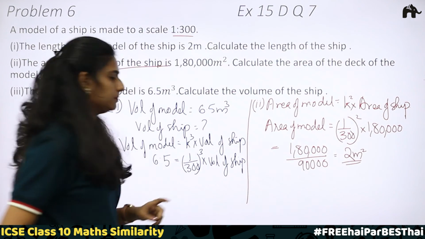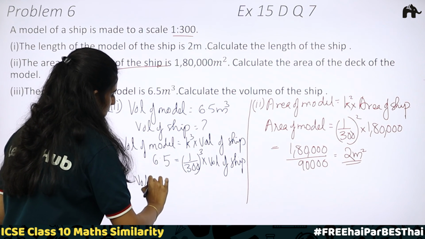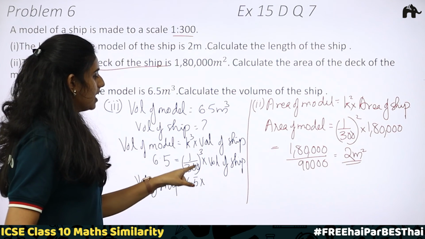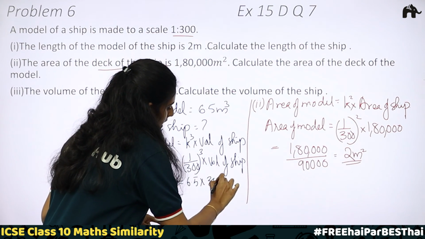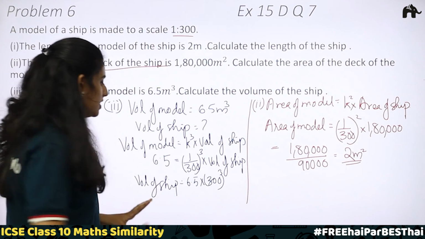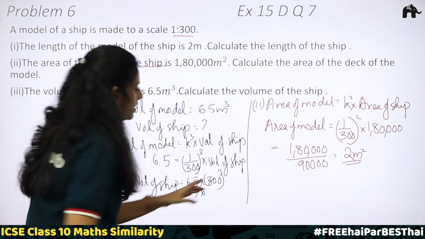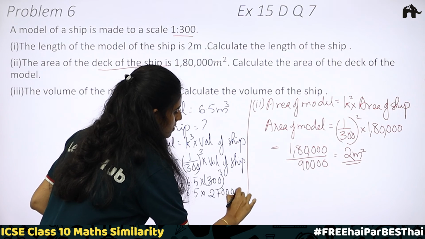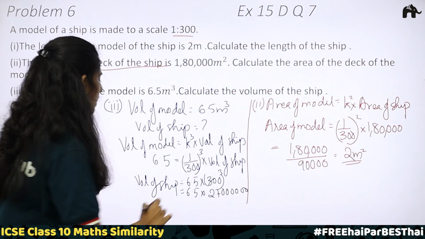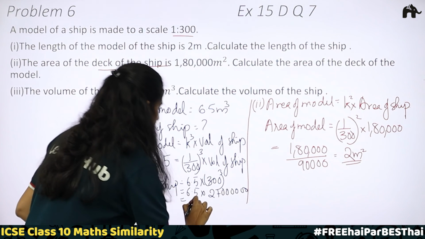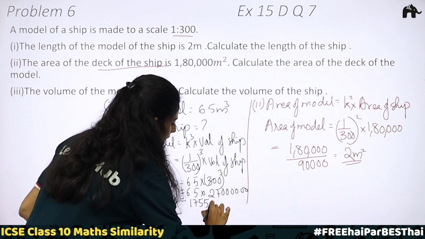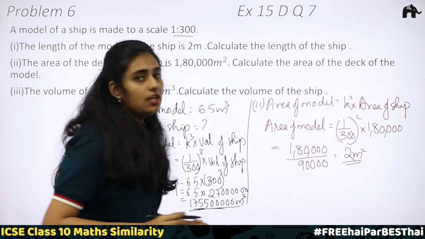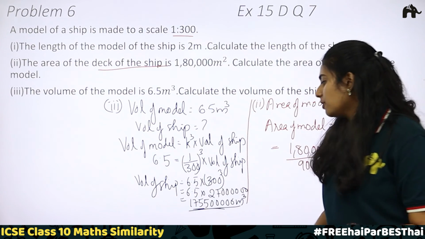Then volume of ship will be equal to 6.5 into 300 cube, as this 300 cube is taken to the opposite side, to the numerator. 6.5 into, what is 300 cube? 3 cube we know is equal to 27. Then put the zeros. We'll be having 6 zeros. Now, when you calculate this value, the final answer will be 175500 and the unit is meter cube. So, this is the actual volume of the ship.